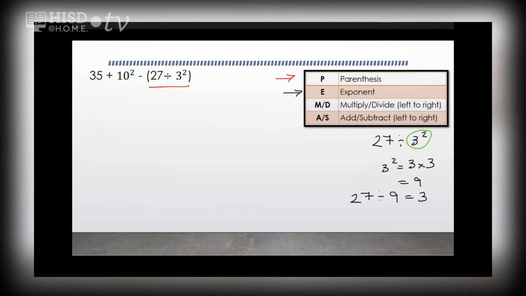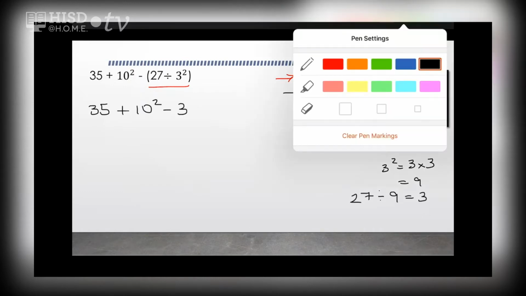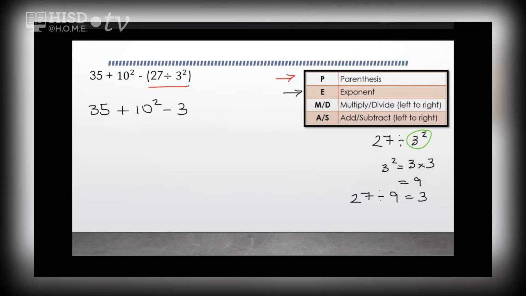So now we just have to go back to our original expression, and the only thing that we have to do is substitute the parentheses with the number 3. And now this is going to be our new expression. Now we look at the exponent. That's going to be the next one. And then I'm going to do a line here so I can organize. And then I'm going to do 10 to the power of 2. That is equal to 10 times 10, which is equal to 100. So now I can substitute the 10 squared by 100.